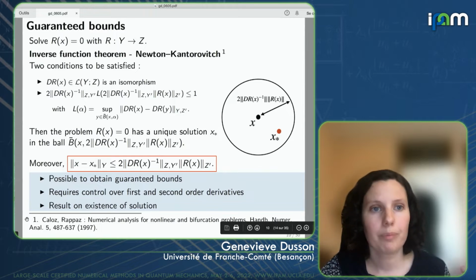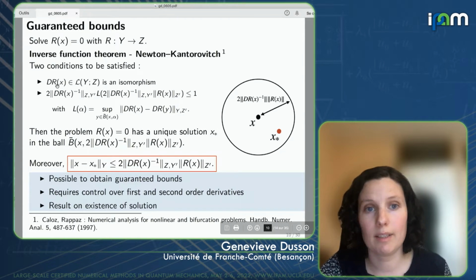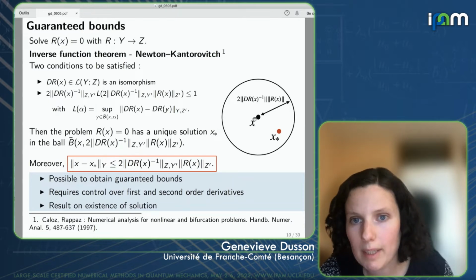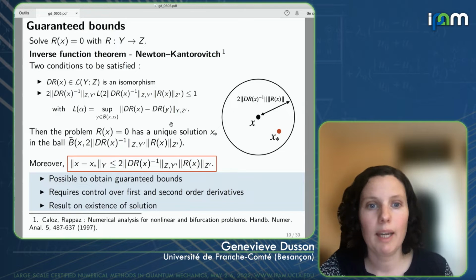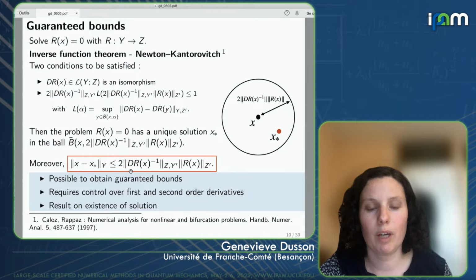And so what this theorem says is that if the differential of the residual is an isomorphism, so it can be inverted, and that this condition here is satisfied, then the problem has a unique solution. So basically we have our approximate solution, and we guarantee that there exists an exact solution of the problem within this ball. And this ball has radius 2 times the inverse of the differential times the norm of the residual.